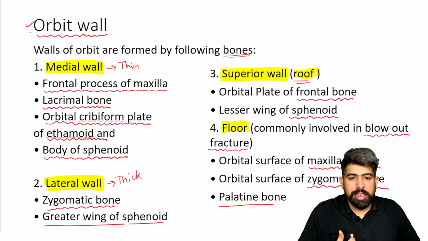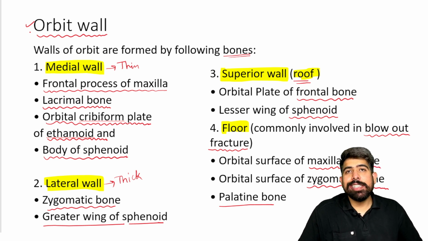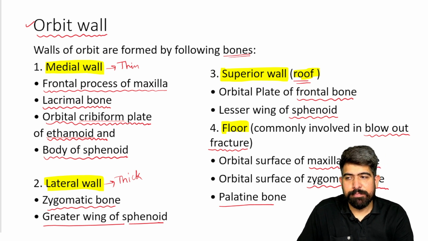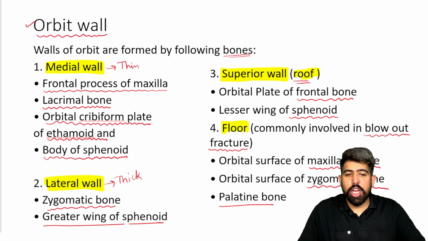Just remember, if they are asking about the weakest or the thinnest wall, it will be your medial wall. If they are asking about the strongest and the thickest wall, it will be your lateral wall. And you already know the floor fracture, also known as the blowout fracture.